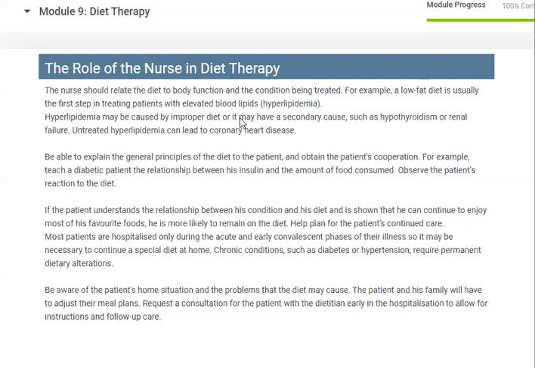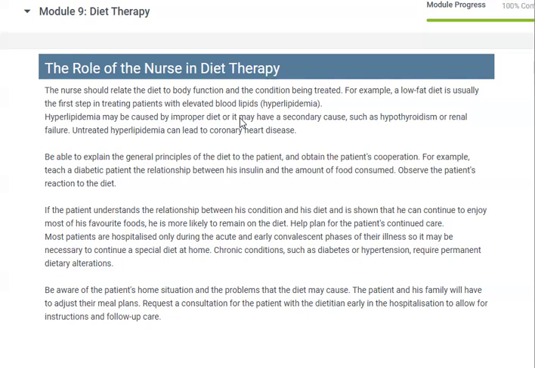The role of the nurse in diet therapy. The nurse should relate the diet to body function and the condition being treated. For example, a low-fat diet is usually the first step in treating patients with elevated blood lipids, hyperlipidemia. Hyperlipidemia may be caused by improper diet, or it may have a secondary cause, such as hypothyroidism or renal failure. Untreated hyperlipidemia can lead to coronary heart disease.